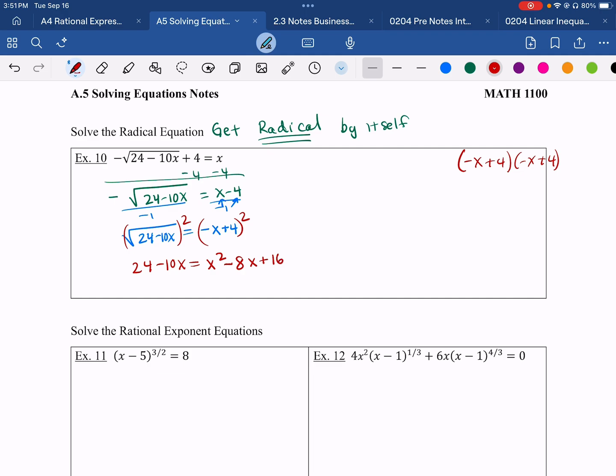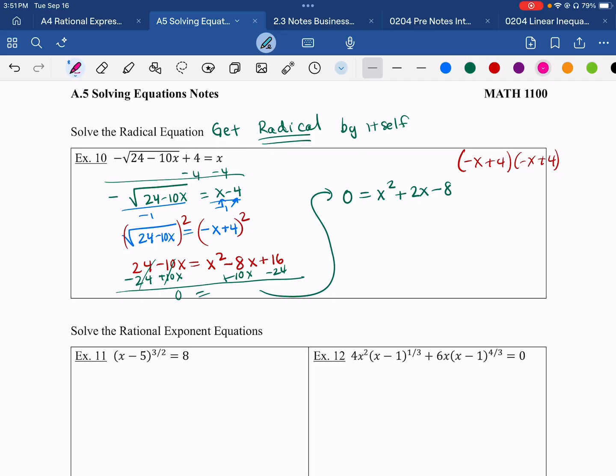Okay. It's a quadratic, so get everything on the same side. Subtract 24, add 10x. I'm going to run out of room, so I'm going to go there. So I get 0. Cancels, so you're left with 0 equals x squared plus 2x minus 8.